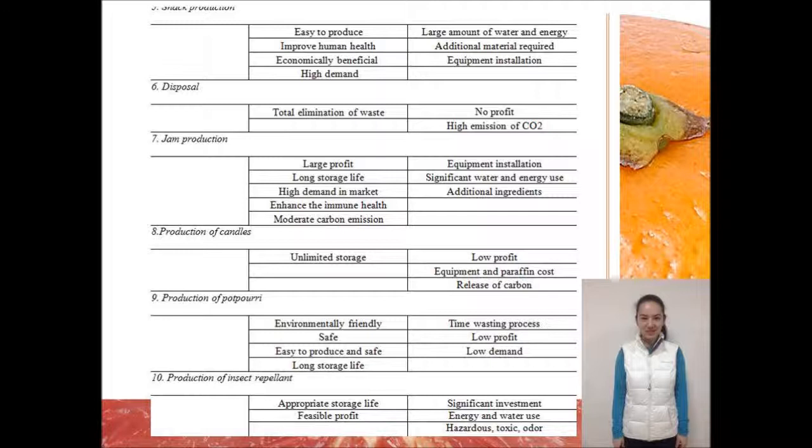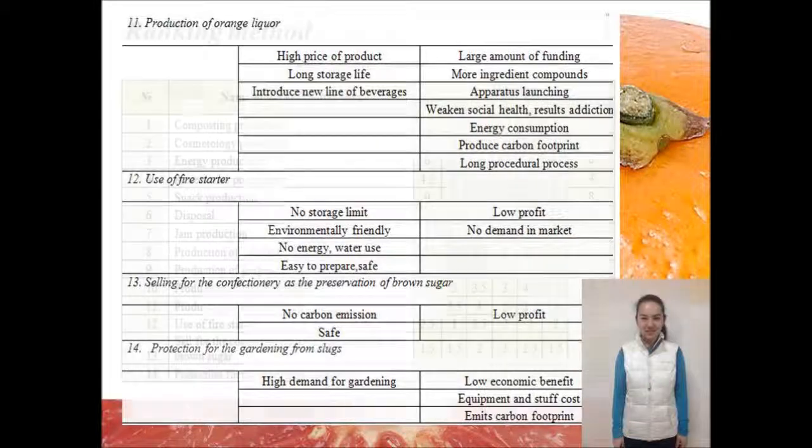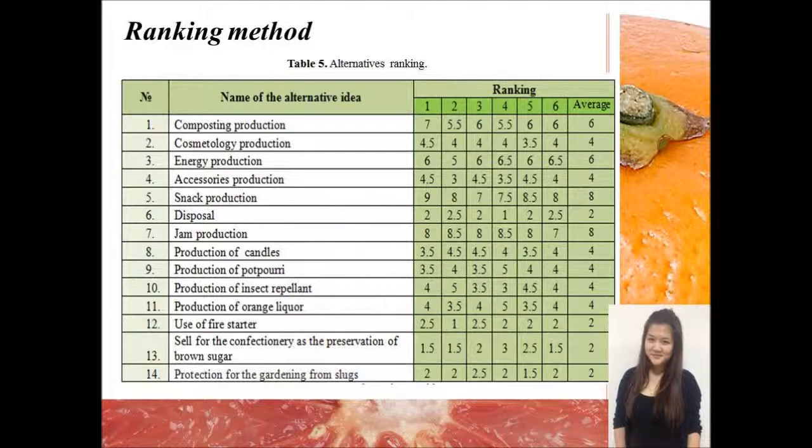Jam production. Initially proposed as the main alternative of our group. The advantages include the large profit, long storage life, high demand in the market, enhanced immune health, moderate carbon emissions. The disadvantages are evaluated also on an industrial scale, which include equipment installation, significant water and energy use, and requiring additional ingredients.